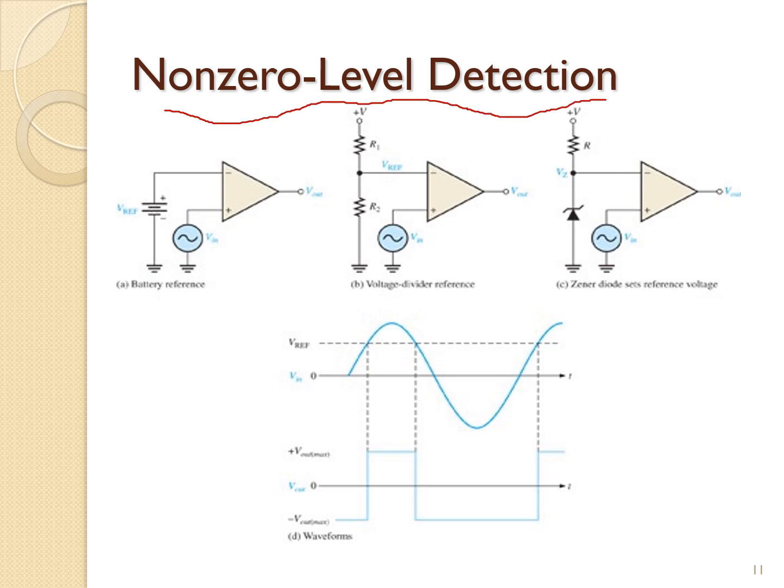Non-zero-level detection. A zero-level detector from the previous slide can be modified to detect positive and negative voltage by connecting a fixed reference voltage source such as a battery to the inverting input as shown in figure A, or a more practical arrangement by using a voltage divider reference as shown in figure B, and the slide shows for figure C the circuit uses a Zener diode to set the reference voltage.